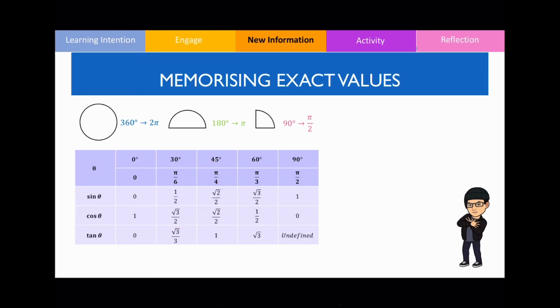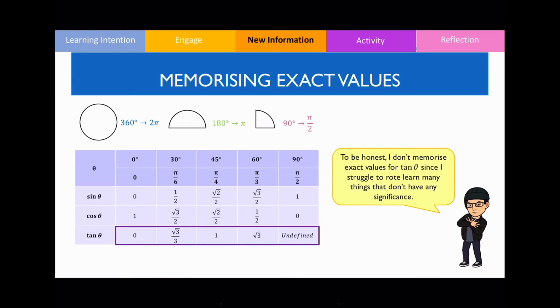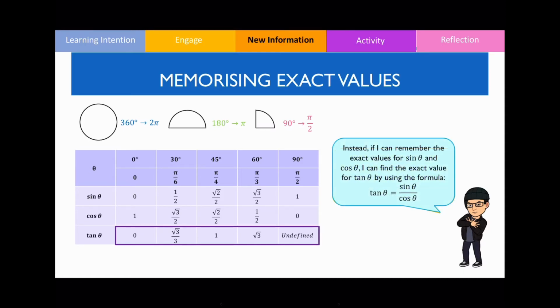Now, the next thing is remembering the exact values of tan theta. Personally, I've never memorized the exact values of tan theta, because I have a very bad memory. I can't really learn numbers that don't have any significance. So instead, I just remember the formula of tan theta in terms of sine theta and cos theta. I know that tan theta is equal to sine theta divided by cos theta.